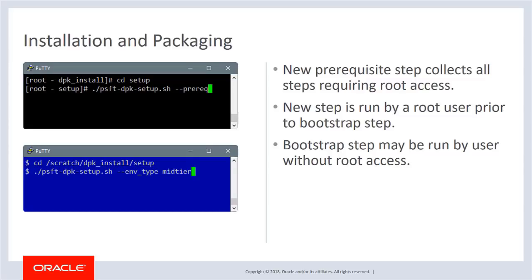PeopleTools 8.57 introduces a prerequisite step in the DPK install process for Linux, AIX, HPUX, and Solaris platforms. This prerequisite is a collection of installation steps that require root access and should be executed by a root user prior to the normal bootstrap step. The bootstrap step may now be executed by non-root users.